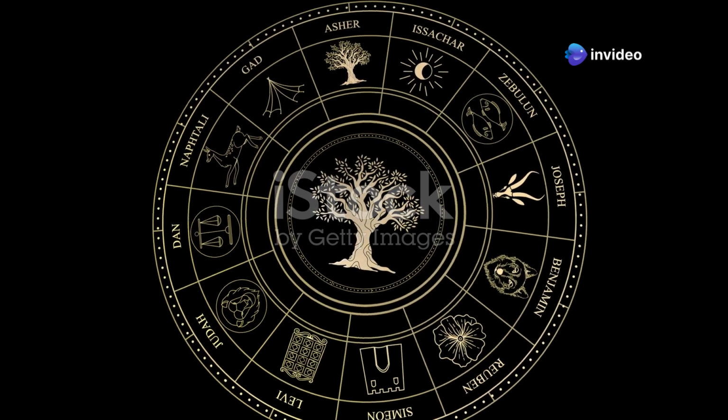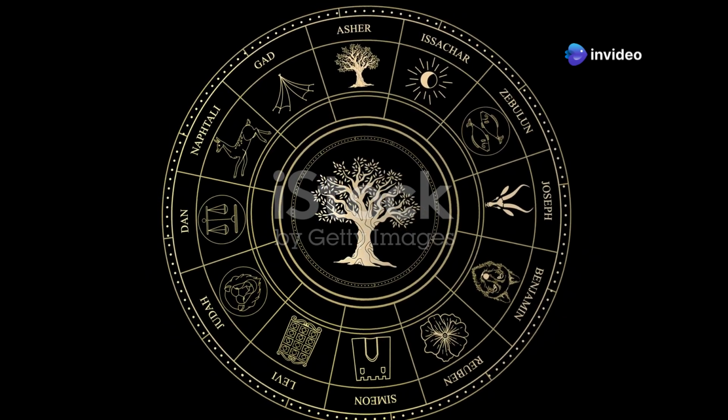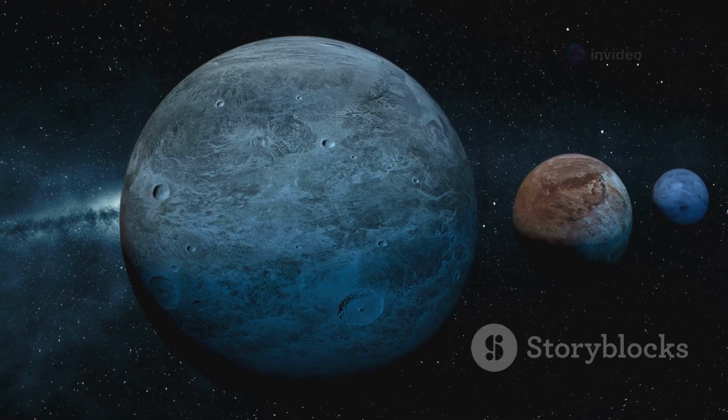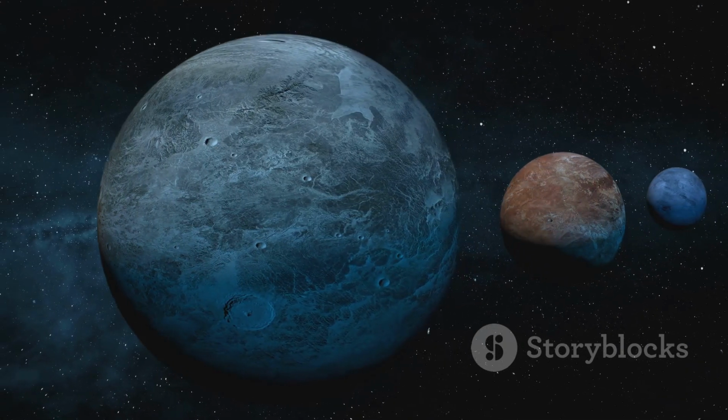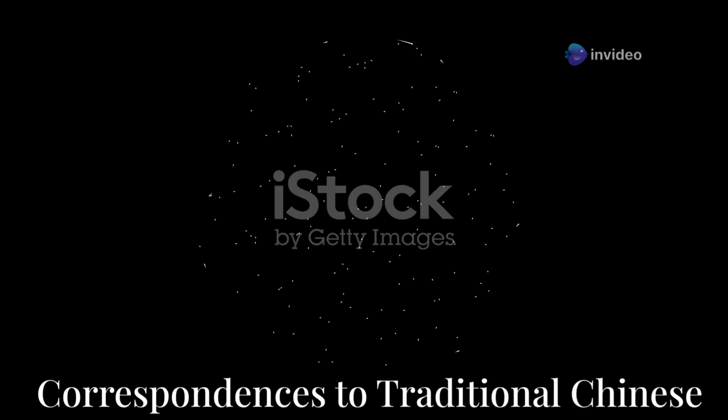The 10 Sephirot are beautifully reflected in our natural world. In the macrocosm, they correspond to the 10 celestial bodies of our solar system: Earth, Sun, Moon, and 7 planets. In the microcosm, they're represented by our 10 fingers, a connection that ancient traditions recognized as above, so below.